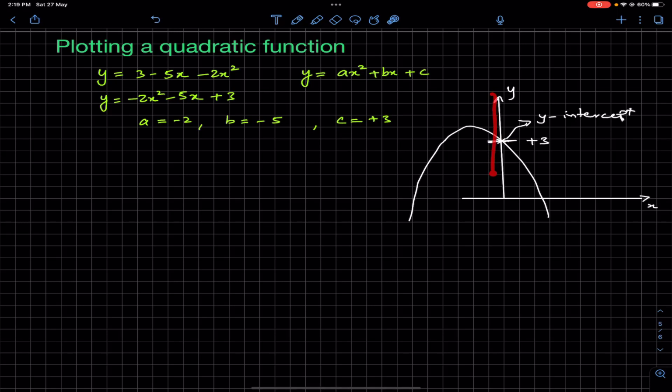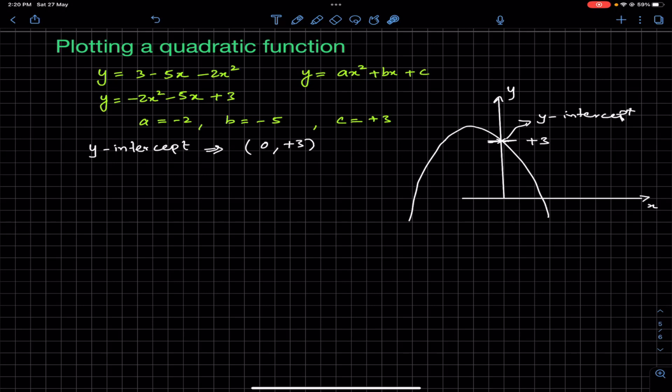If this is the y-intercept, the x value must be 0. So the coordinates of this particular point, the y-intercept, are 0, 3. So we can say that the y-intercept is at x equals 0, y equals plus 3. So this is the first point that we get that will help us in plotting this particular quadratic function.